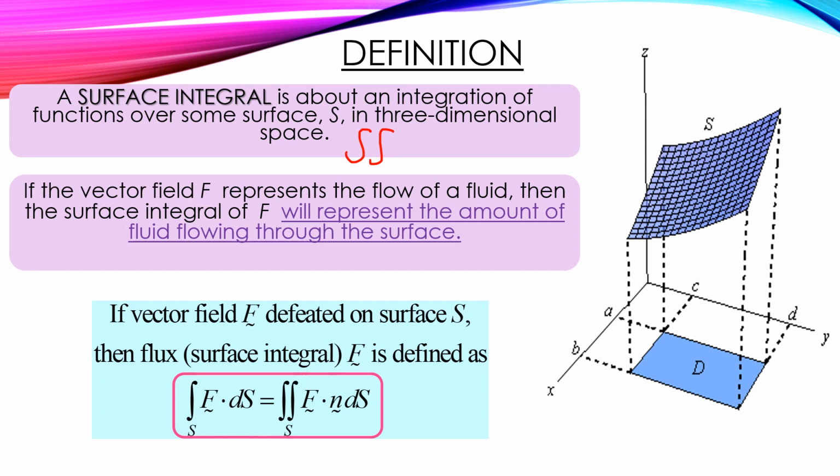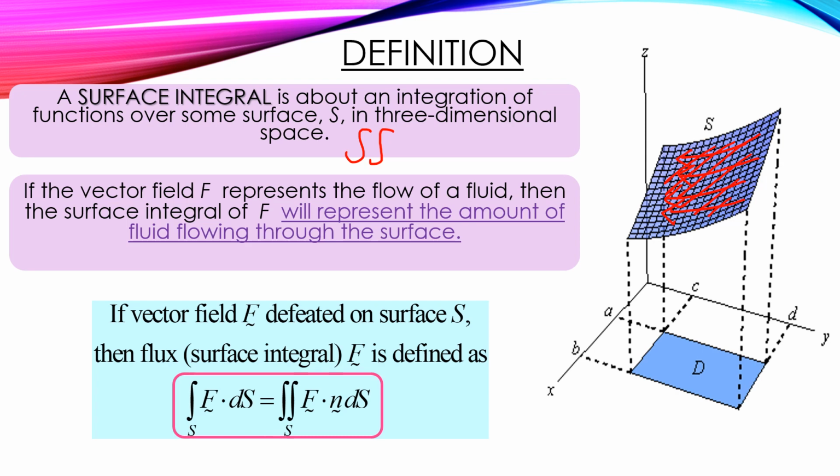You have some vector, let's say the fluid, flowing through the surface, so you can know the amount of the vector or the amount of the fluid flowing through the surface. In simple words, maybe I can say that you want to know the surface area that is flowed by a vector. So the vector is flowing through the surface, and you can know the area of this surface.